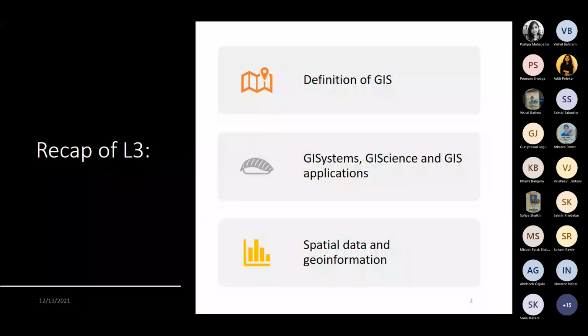Yes, students, online students, is it clear to all? Now, last time we studied spatial data and geo information. What is meant by data? What is meant by information? And why is it called that, we have studied. Now, we will see the key components of data quality parameters.